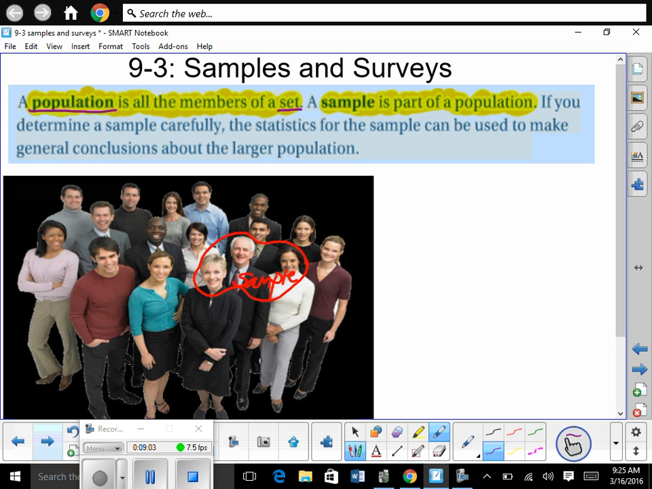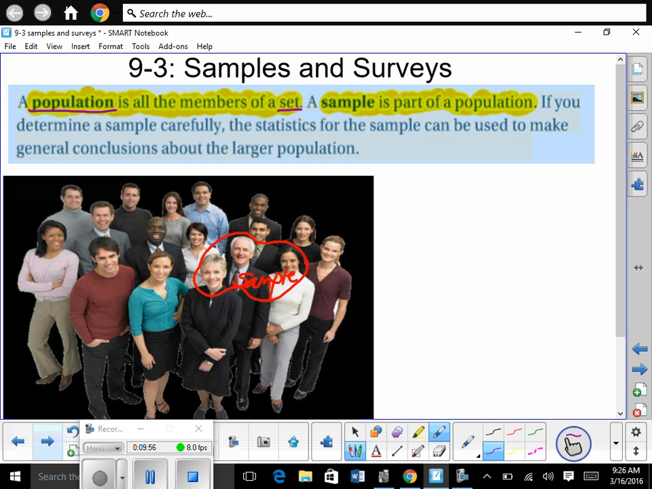Okay, so then a sample versus a population. A sample is a part of the population. So once again, a sample is just a smaller part of the population. If you determine a sample carefully, the statistics for the sample can be used to make general conclusions about the larger population. For example, if I wanted to know how many students across the world like math, there's an unlikely chance that I'm going to be able to survey or talk to every student in the world, right? So instead of using the population, I'm going to have to come up with a sample, and then if I come up with a good enough sample, I can make general conclusions about the population. Does that make sense, everybody? So population is a whole, and a sample is just a smaller piece of the population. If we select that sample smartly, we can make general conclusions about the whole population.